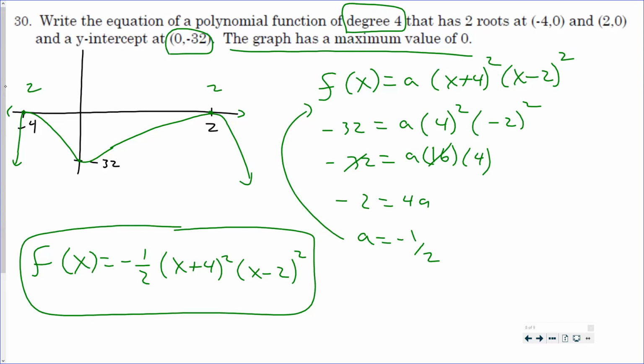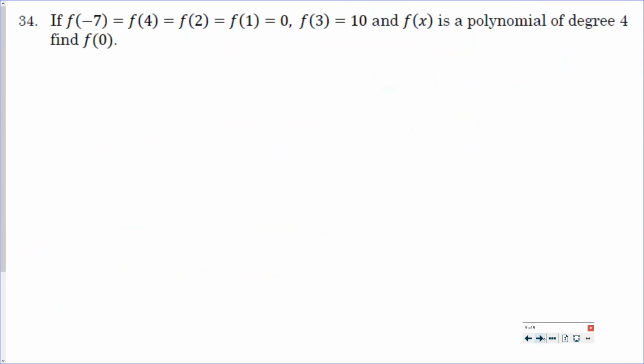All right, the last problem. Problem 34. So I'm told if f of negative 7 equals f of 4, which equals f of 2, which equals f of 1, which all equals 0, and that f of 3 equals negative 10, and f of x is a polynomial of degree 4, find f of 0. So this whole part right here is just telling me my x-intercepts. It's just telling me that I have points (-7, 0), (4, 0), (2, 0), and (1, 0).